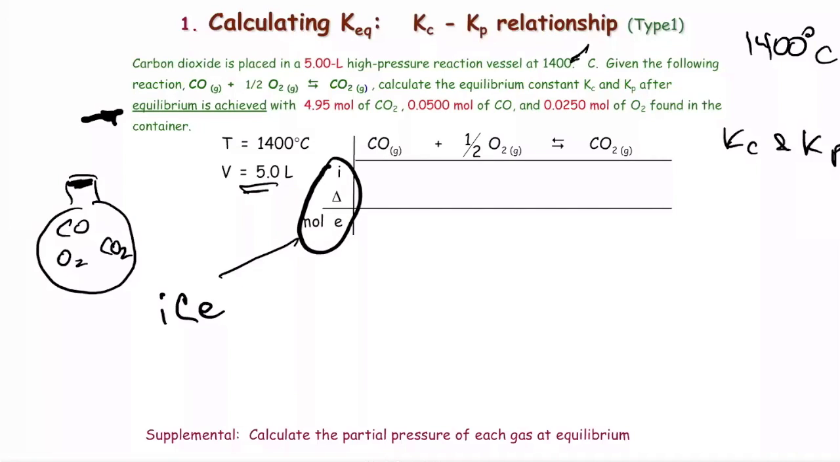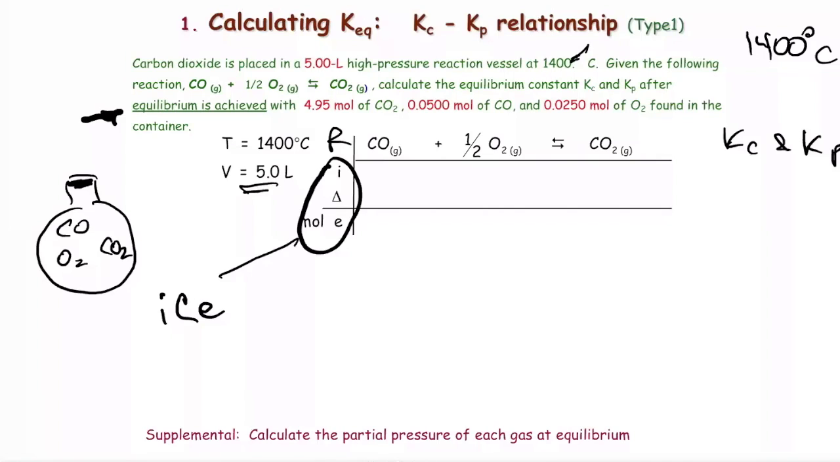ICE meaning, not your immigration and customs enforcement people that go in and get immigrants. ICE just means the initial, the change, and the equilibrium conditions. That's what the ICE means. And some people might call this the RICE table, where you have the reaction, the initial, the change, and the equilibrium condition. ICE or RICE, you need to get that when you're solving equilibrium problems.